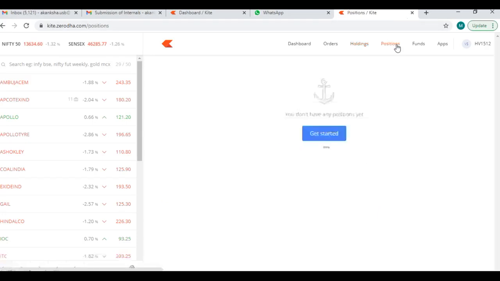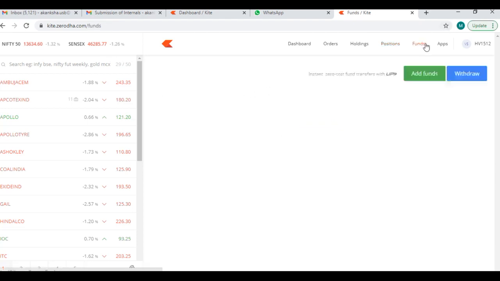Then we are having positions. If you have purchased any securities and you have not sold them, those will appear here, showing that you have purchased these securities and these are in your account only. You need to transact with these securities, so your securities will appear here.